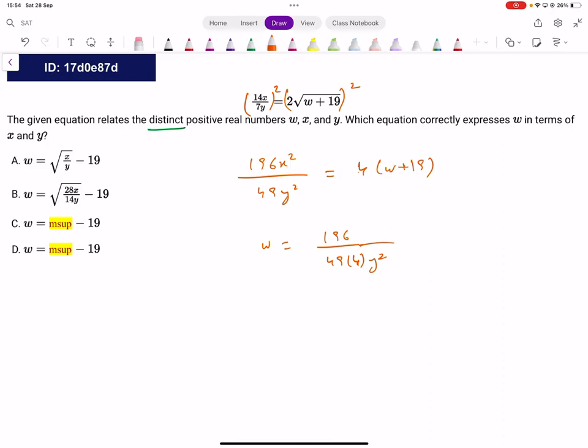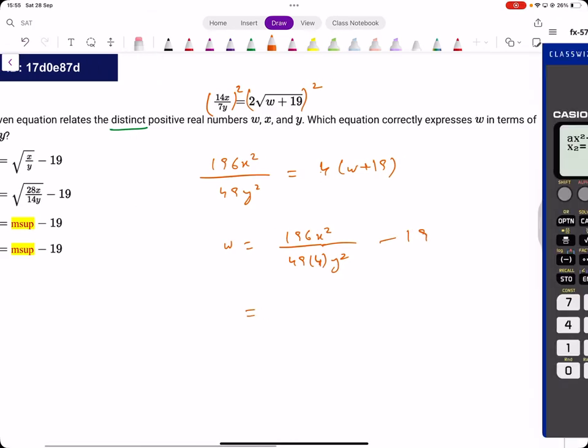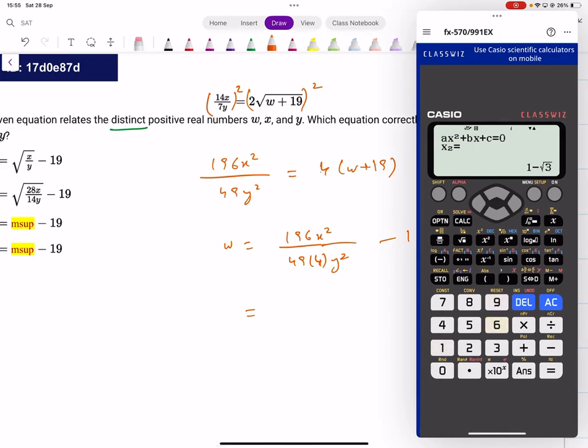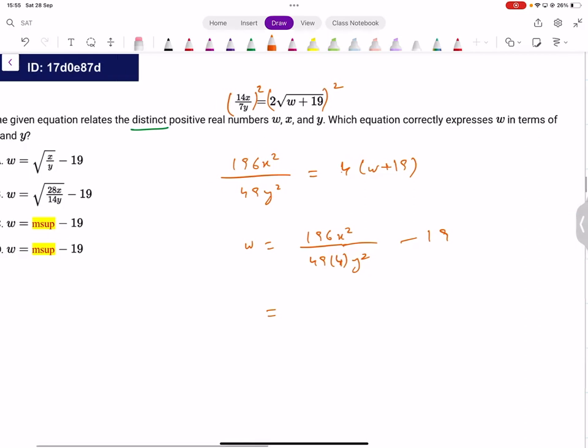Where was x? 196x squared divided by 49 into 4 times y squared, and then this 19 will go to the other side as well, get subtracted, and that's your final answer. You can simplify this. 196 over 49. I think this will all cancel out, and you have x squared over y squared minus 19.